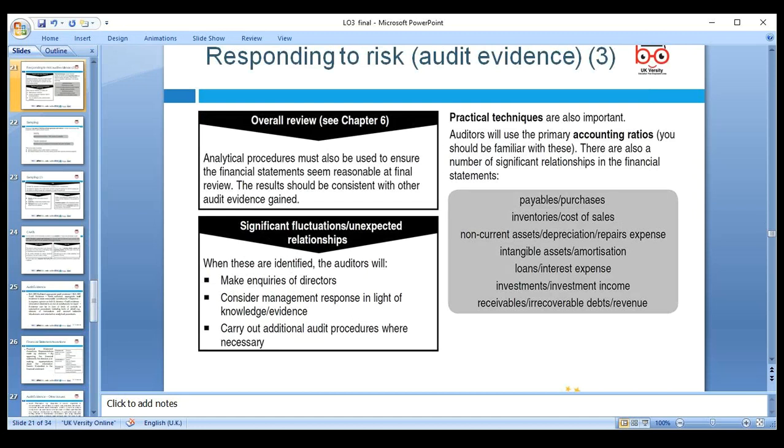Okay, overview. Analytical procedures may also be used to ensure the financial statements seem reasonable, as a review. Where significant fluctuations are identified, the auditors make inquiries, consider the management response in the light of their knowledge and evidence, and carry out additional audit procedures where necessary. Practical techniques are also important. Auditors should be familiar with the primary accounting ratios, and there are also a number of significant relationships between financial items, payables, purchases, inventory versus cost. So all these ratios we can use to test.